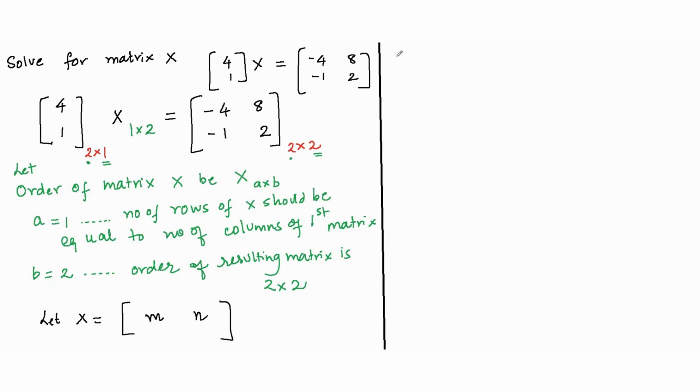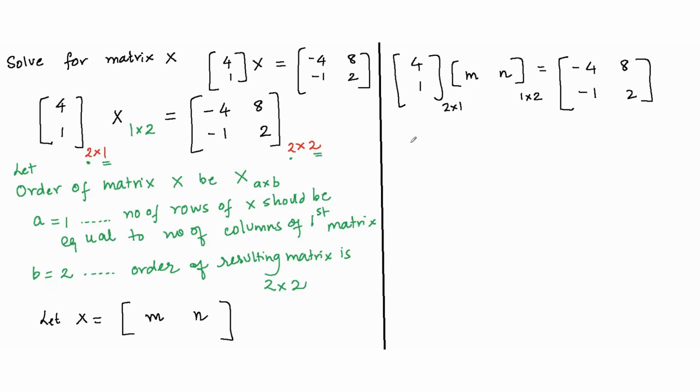So now let me perform the multiplication. So I have [4 1] multiplied by [m n] is going to be equal to [-4 8; -1 2], right? So now how do I perform the multiplication? This is a 2 by 1 matrix. This is a 1 by 2 matrix. So I'm going to have a 2 by 2 matrix. How do I get my 2 by 2 matrix? I take the first row, first column. So that's 4m. Then I take the first row, second column. That's 4n. Then I take the second row, first column, that's 1 into m is m, and then second row, second column, so that is going to be equal to n. This is equal to [-4 8; -1 2].